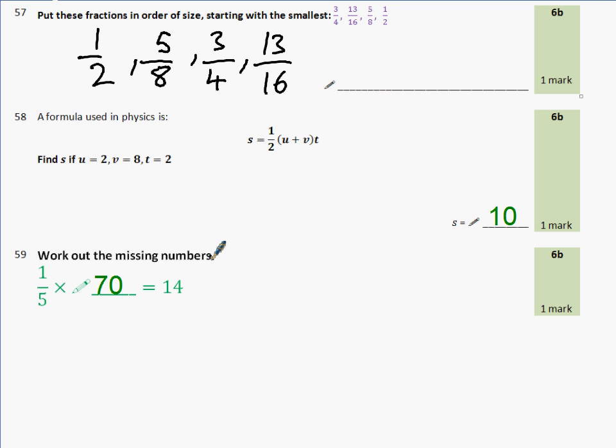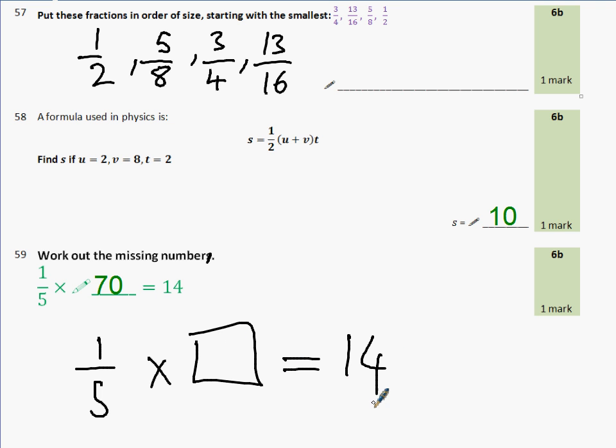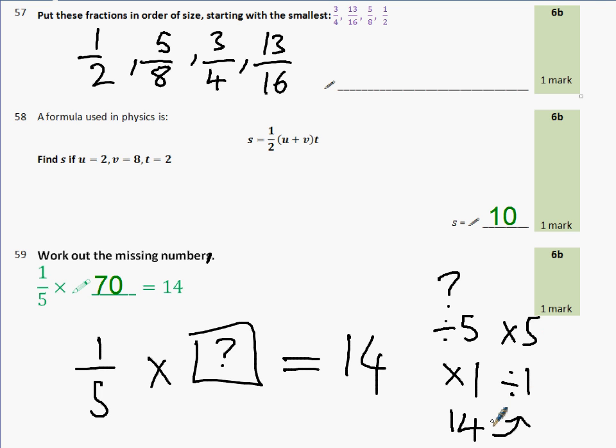Okay, work out the missing number. 1/5 of something equals 14. Okay, working this backwards. I was thinking of a number. I divided it by 5 and times the answer by 1, and I got the answer 14. So working it backwards then, we will need to do divide by 1 and then times by 5.